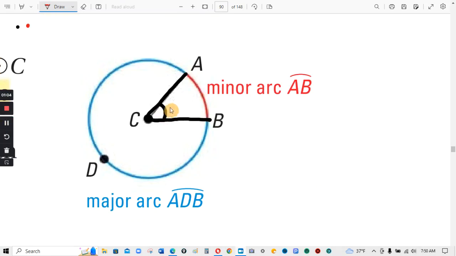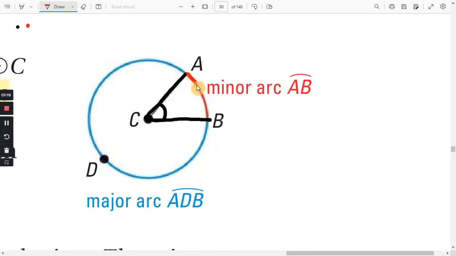All right, so this angle here is less than 180, and it forms this arc right here. So that's minor arc AB. Notice the symbol on top of AB is a little curve, okay? And AB is based on the endpoints of the arc. This is point A right here. This is point B right here.